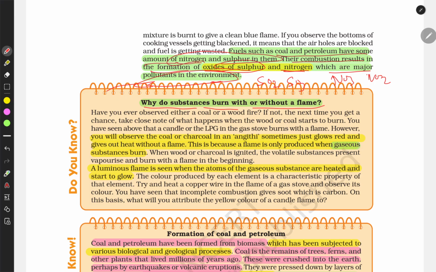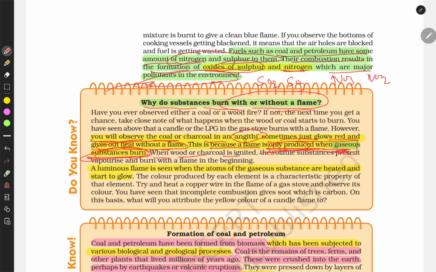Why do some substances burn with or without a flame? We observe that coal and charcoal in a heater sometimes just glow red and give heat without a flame. This is because a flame is only produced when a gaseous substance burns. If there is no gaseous substance burning, there will be no flame.